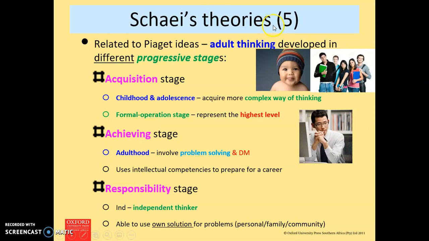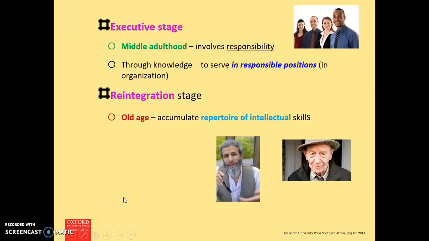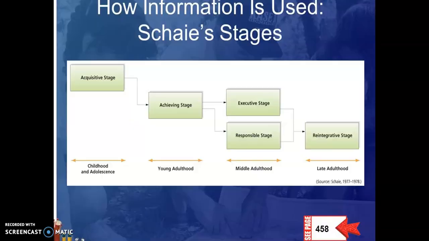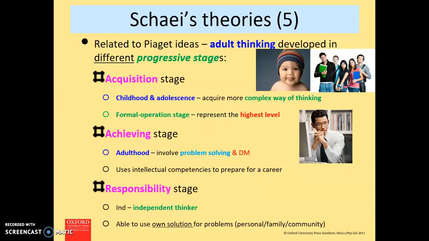Adult thinking develops in different progressive stages. So Piaget's adult thinking theory comes with five stages: acquisition stage, achieving stage, responsibility stage, executive stage, and reintegration stage. So the acquisition stage consists of two levels: childhood and adolescence, and the formal operation stage.